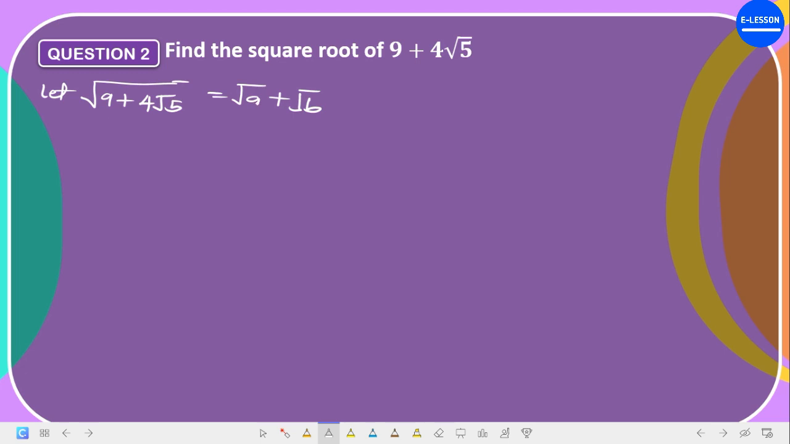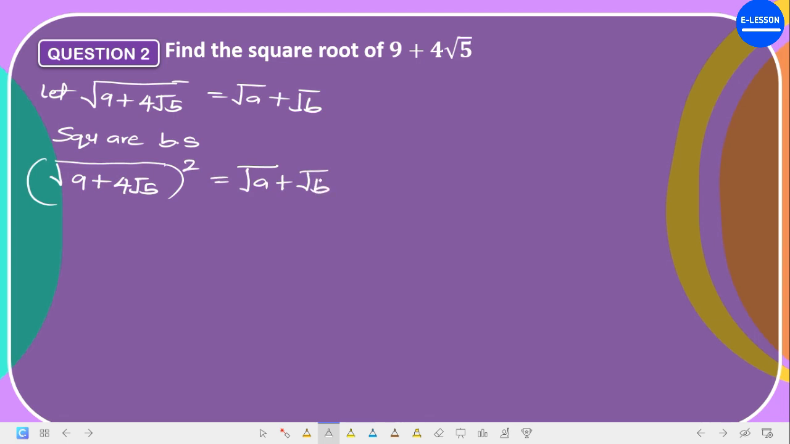Now, having taken this first step, the next thing we are going to do is square both sides, to remove the square root from there. So this will be the square root of 9 plus 4 root 5, squared, is equal to root A plus root B, squared. Square cancels square root.